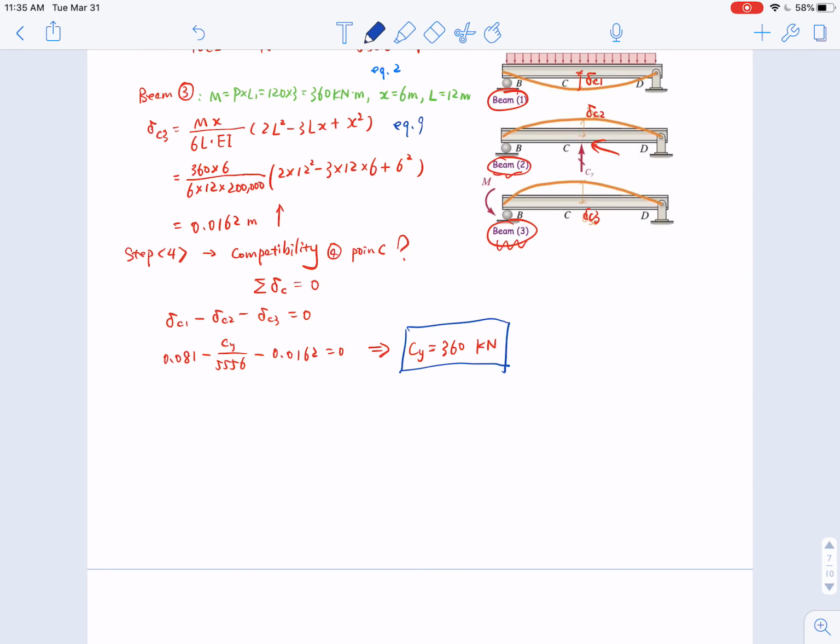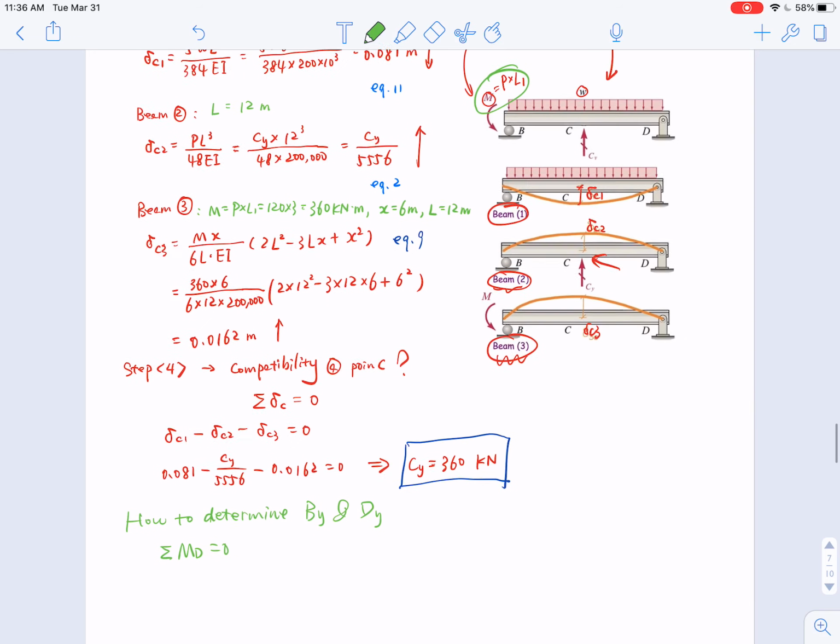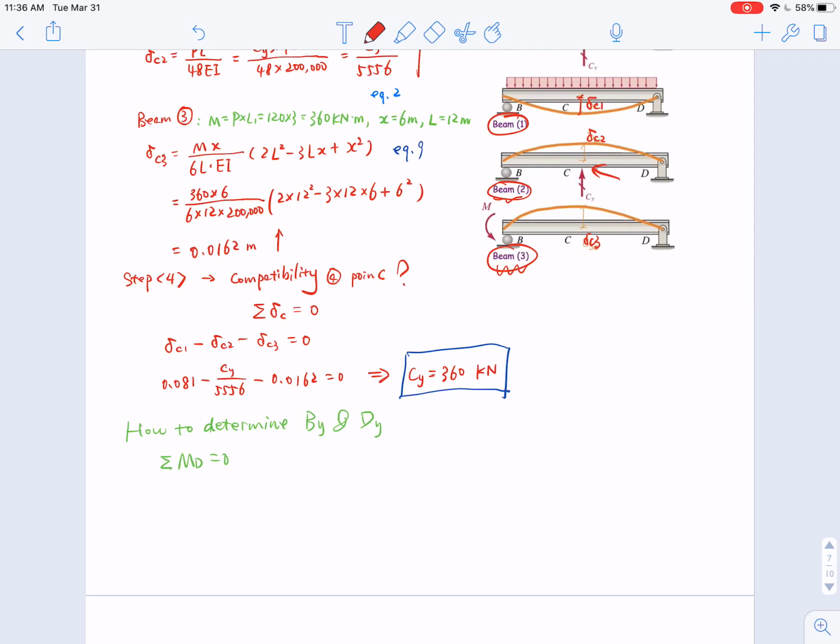Let's see how to determine By and Dy. You can select a point around which the sum of bending moments equals 0. Let's see if we sum MD equals 0. You need to go back to the original figure. Let's summarize it here. You have Dy, you have By, you have Cy, and you have a distributed load W, and you have a P here.